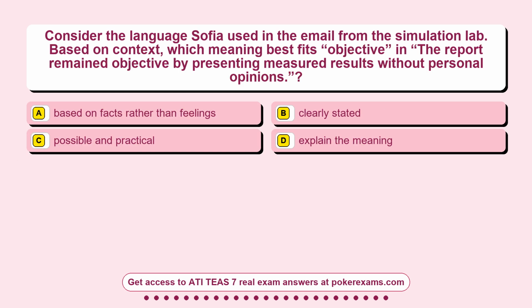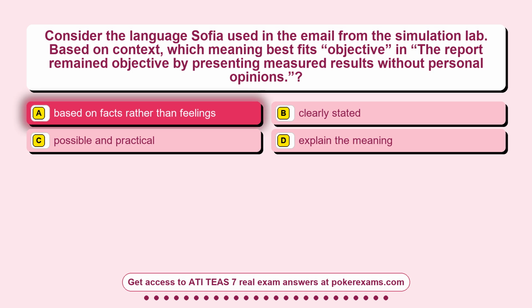Question 3. Consider the language Sophia used in the email from the simulation lab. Based on context, which meaning best fits objective in: the report remained objective by presenting measured results without personal opinions. Option A, based on facts rather than feelings. Option B, clearly stated. Option C, possible and practical. Option D, explain the meaning. The correct answer is option A, based on facts rather than feelings.